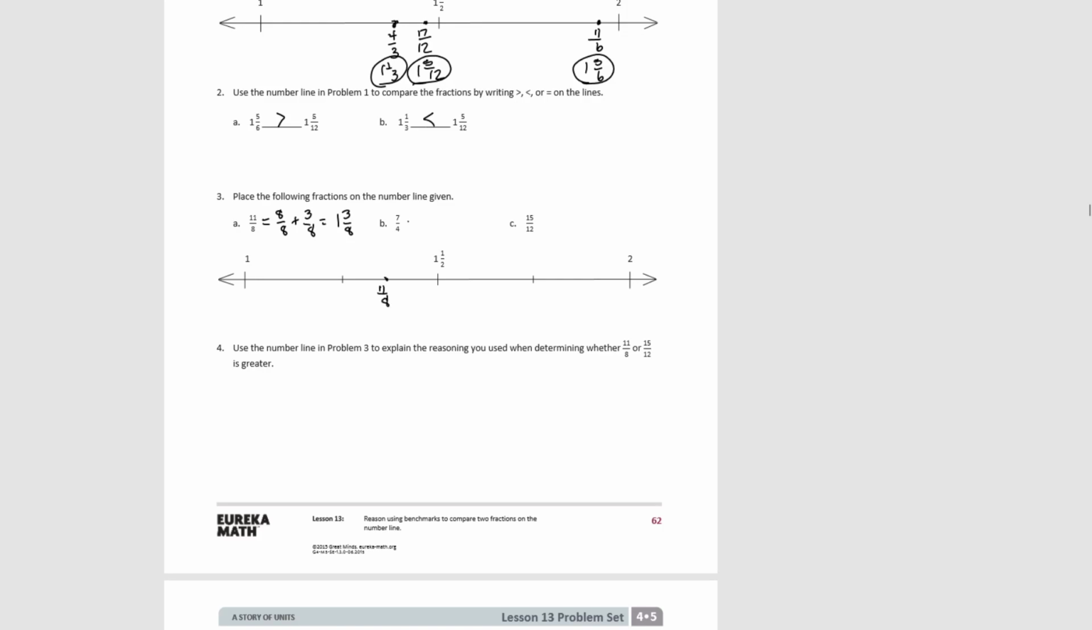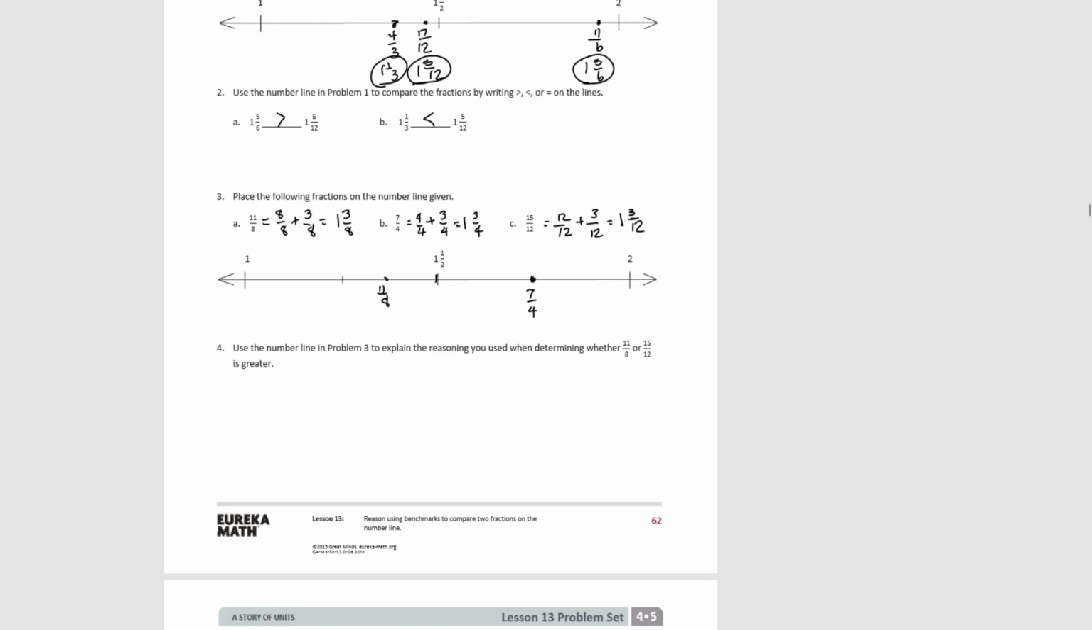For the second one, we have 4/4 plus 3/4. So that's 1 and 3/4. So here we have 1 1/2, and here we have 2. So if we divide the half in half, this would be fourths. So this would be 1 and 3/4. So 7/4 falls right here. And finally, this would be 12/12 plus 3/12, which would be 1 and 3/12.